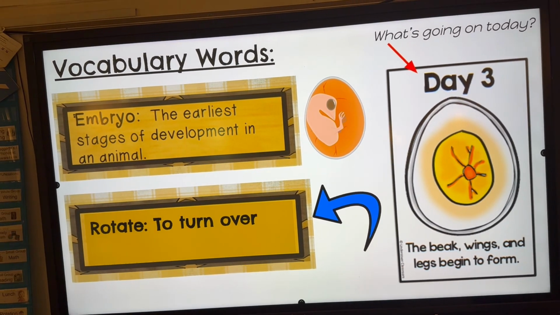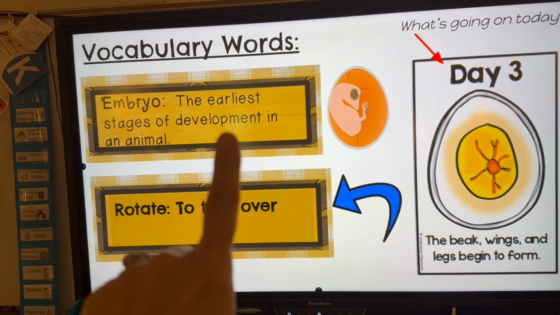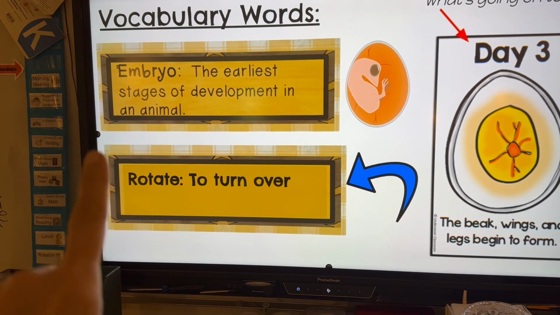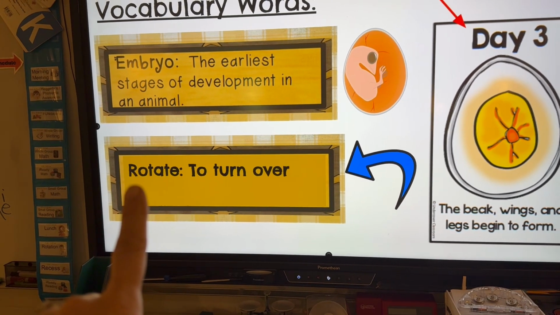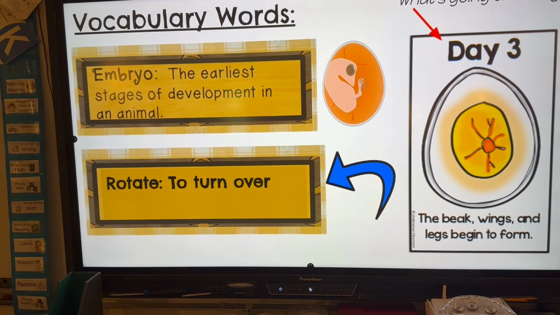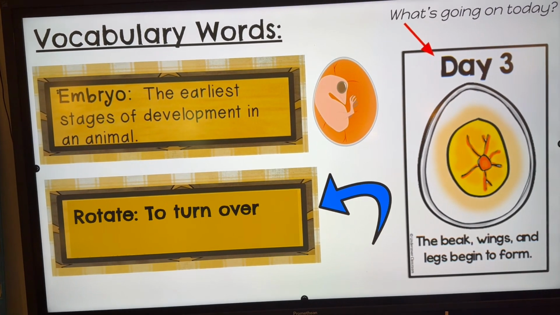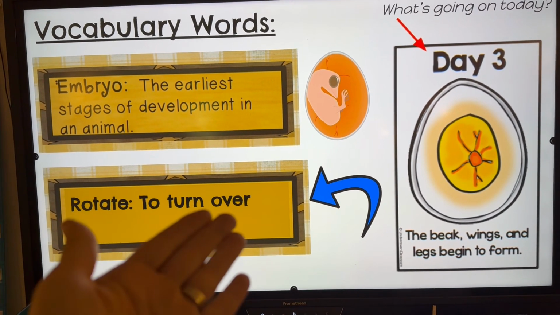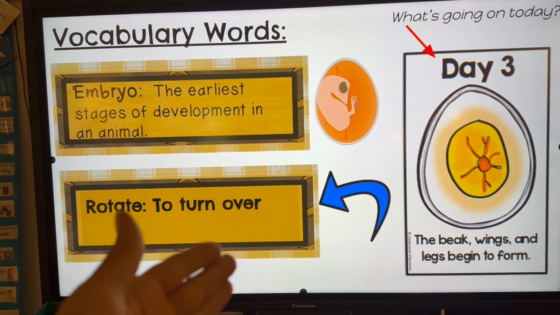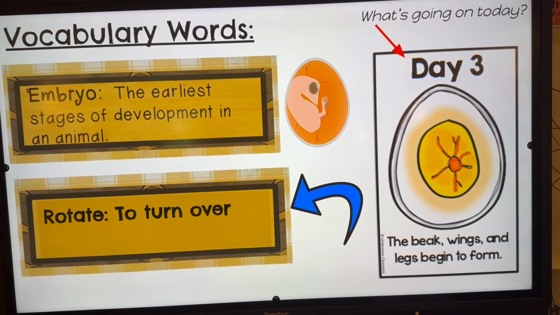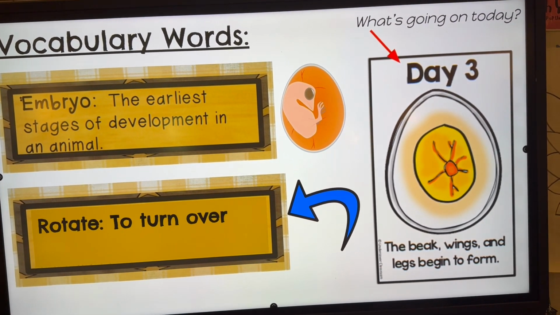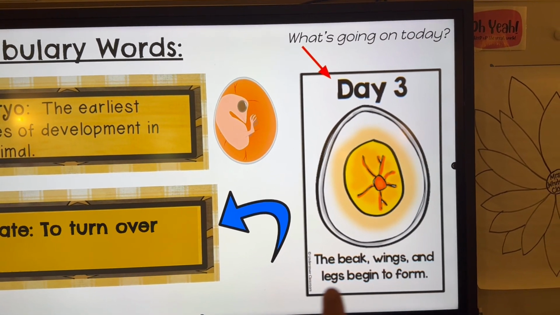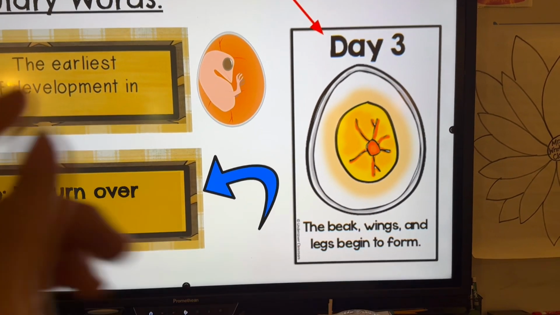Yesterday, we learned that the earliest stage of development in anything, any life cycle, is called an embryo. And then we had our second verb, to rotate, which means to turn over. We learned that in nature, the hen will turn over the eggs about 3 times a day so that the embryo doesn't get stuck to one side or the other. When she stands up to go get food or water or go to the bathroom, she turns the eggs over. Yesterday, the beak, wings, and legs began to form, and this is what the embryo looked like.